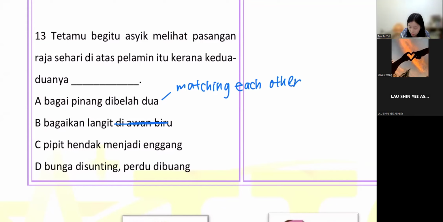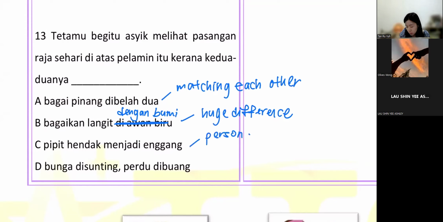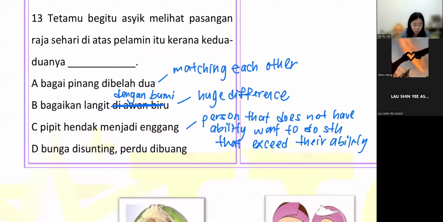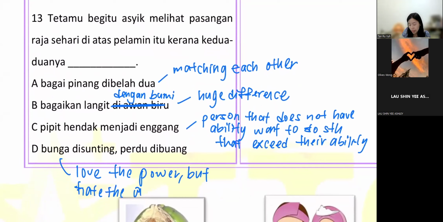Help me to change langit dengan bumi. Which is very big difference or very huge differences. Pipit hendak menjadi enggan, which is the persons that is don't have the ability, but then he want to do something that exceeds his ability. Bunga disunting, perdu dibuang, which is love the power but hate the owner. Hate the owner that have the power lah.